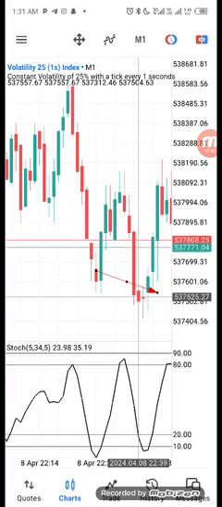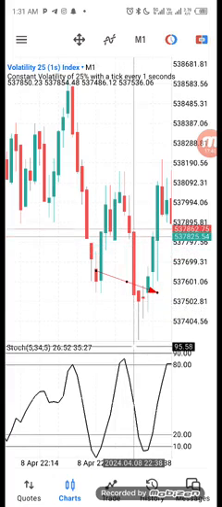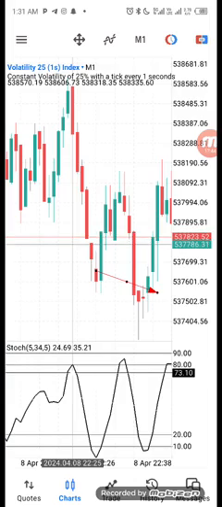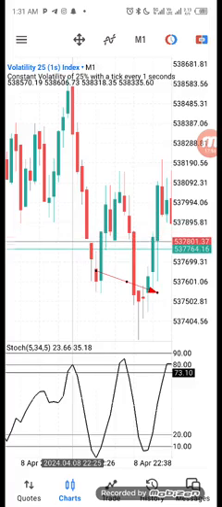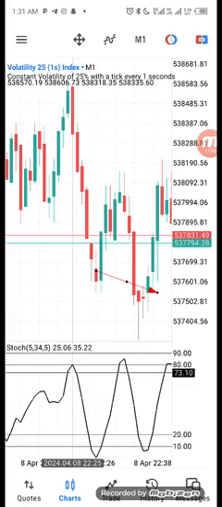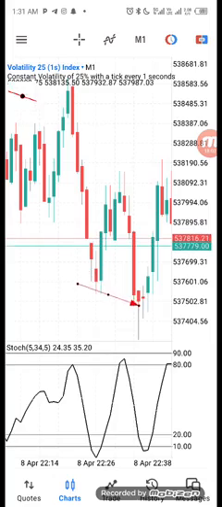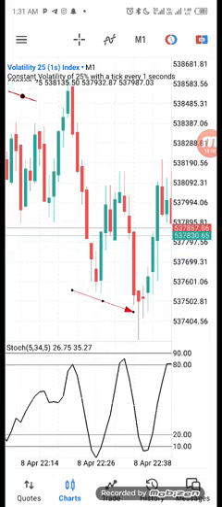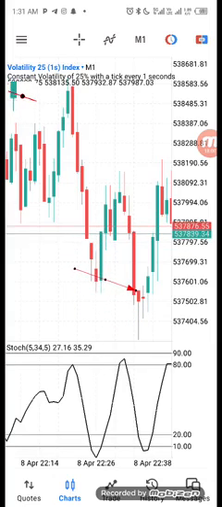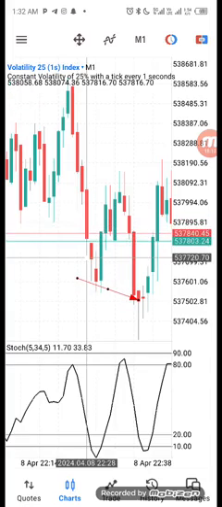Now the next one, look at it. We have our hammer here. This is a classical hammer because it has no shadow above. It is very, very classical, nothing like an upper shadow. It has a long lower shadow and no upper shadow, which is a classical hammer. So now let's check if it aligns.